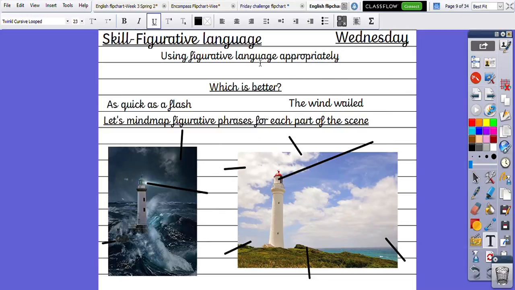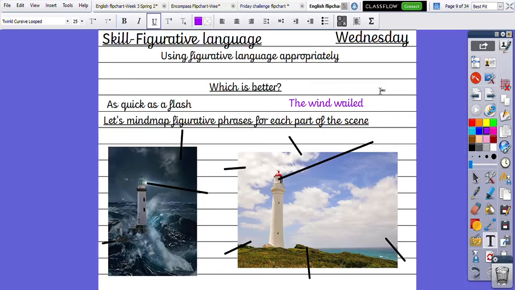So I want you to pause the video and have a think. Which is better, as quick as a flash or the wind wailed? So hopefully you've had a think about which one is better and more effective for our readers. I would say the wind wailed is a better use of figurative language, only because as quick as a flash is really overused in writing and we don't want to sound similar to lots of other writers.